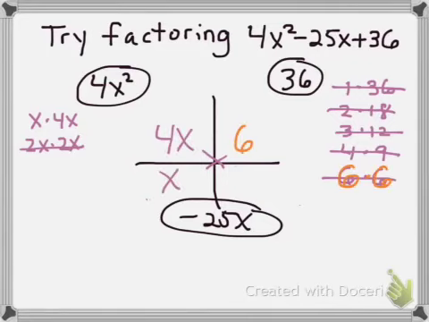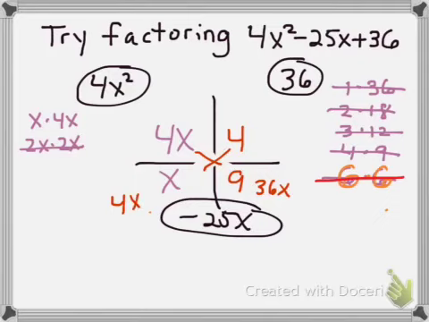And really, it doesn't matter which position I put those in. What matters is how I line up the factors on the right side and whether or not they will together make something that can combine to get me negative 25x. And you can see that 6 times 6 didn't work. Let's see if the 4 times the 9 works. That would give us 36x and 4x.